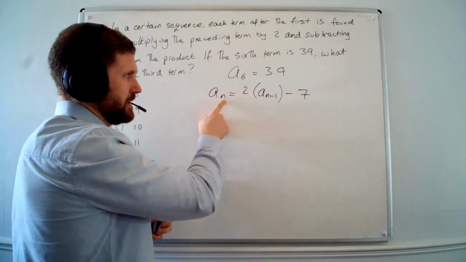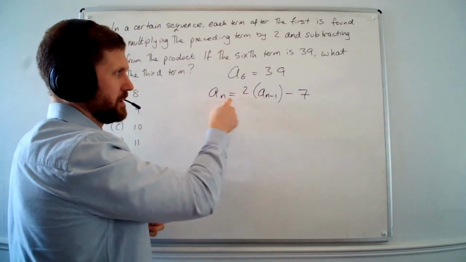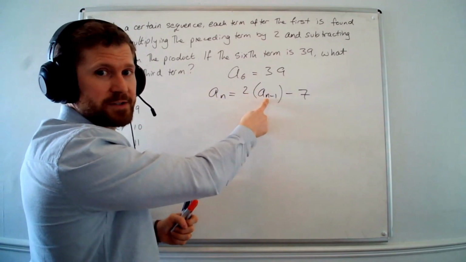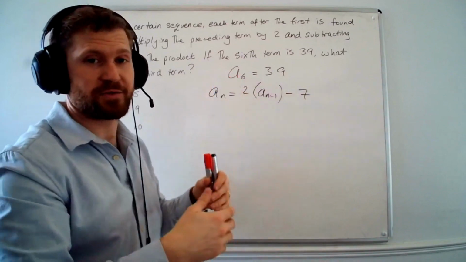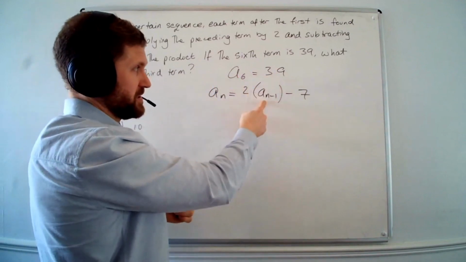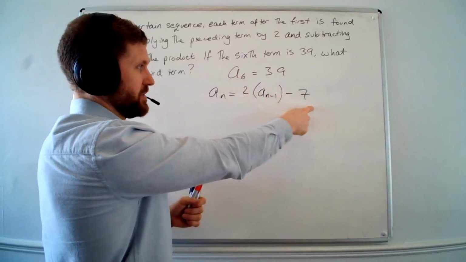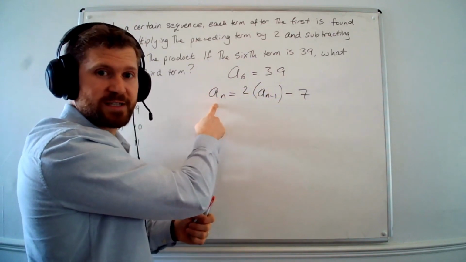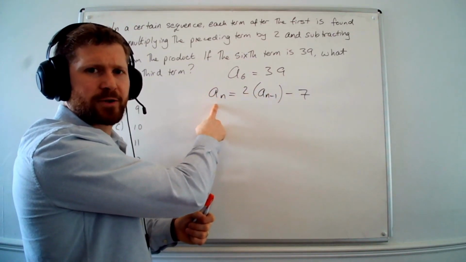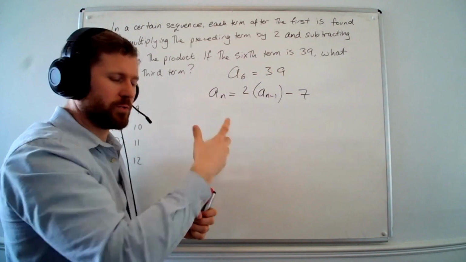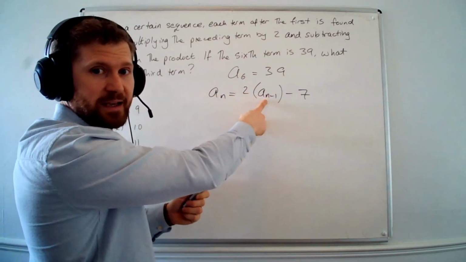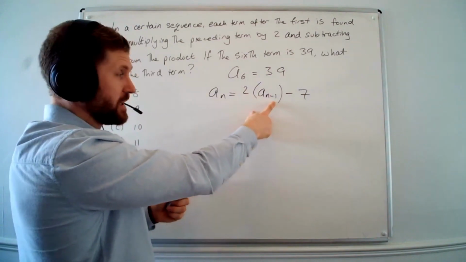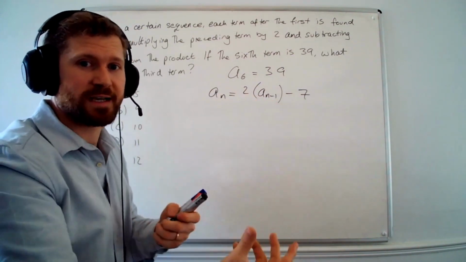This formula tells me how to go up. AN is bigger than AN minus 1, so I'm going up the sequence. I could very easily figure out how to find the seventh term. I just put 39 in here, multiply it by 2, take away 7, and that would give me the seventh term. But I want to go backwards. I want the third term. So what I'm going to do now is take this formula and rearrange it so that AN minus 1 is the subject, and that'll tell me how I can go down.